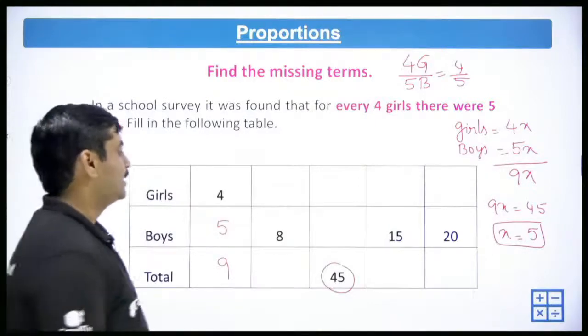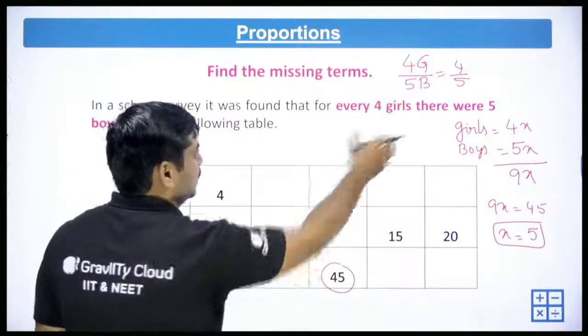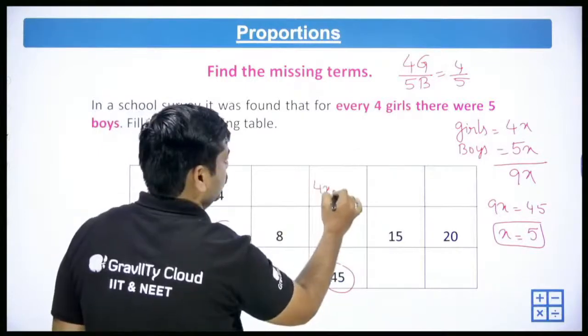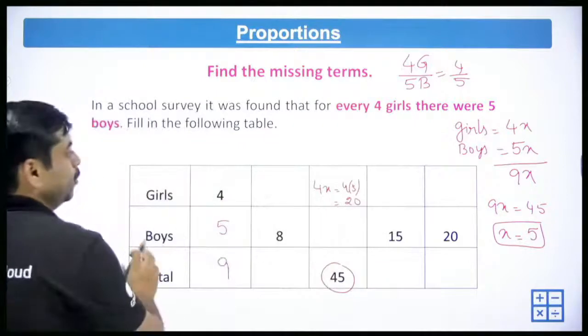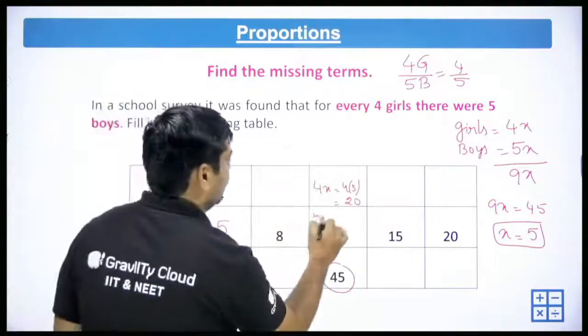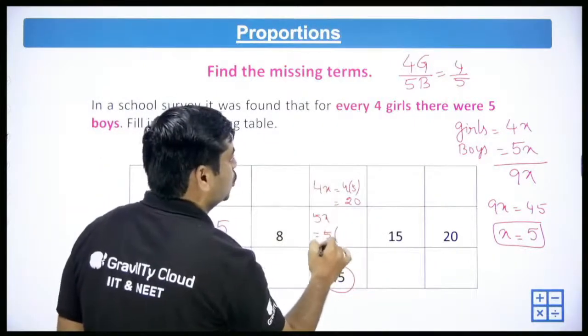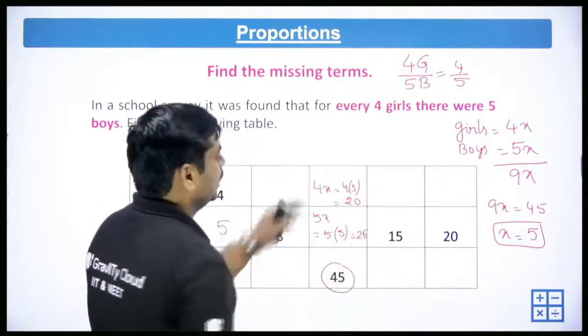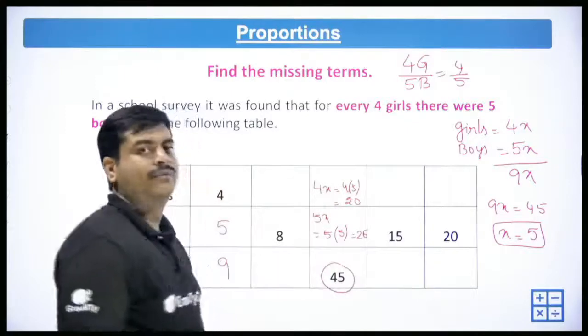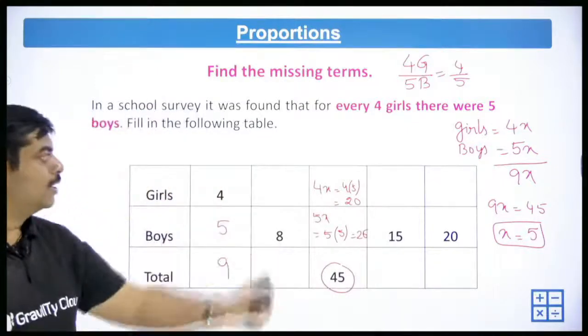So if x is 5, what is girls? Girls is 4x. So 4 into 5 is 20. And what about the boys? Boys is 5x. So 5 into 5 is 25. So 20 and 25 will give you 45. Understand? So in that way, you can try to fill that.